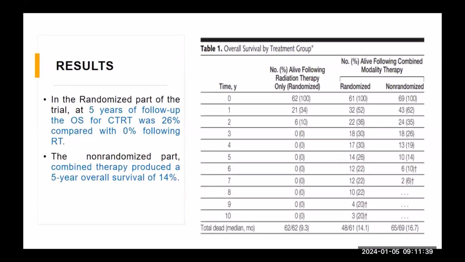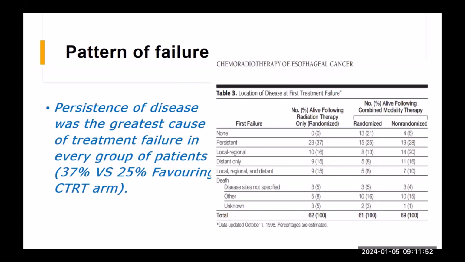In the randomized part of the trial, at 5 years of follow-up, the overall survival with CTRT was 26% compared to 0% following RT. And in the non-randomized part, the combined therapy produced a 5-year overall survival of 14%. But if you see the pattern of failure, persistence of disease was the greatest cause of treatment failure in every group, although the failure rate is higher in the radiation arm. So this persistence of disease as a pattern of failure in both arms shows the obvious need of surgery in this group, which might benefit more in terms of local regional control.